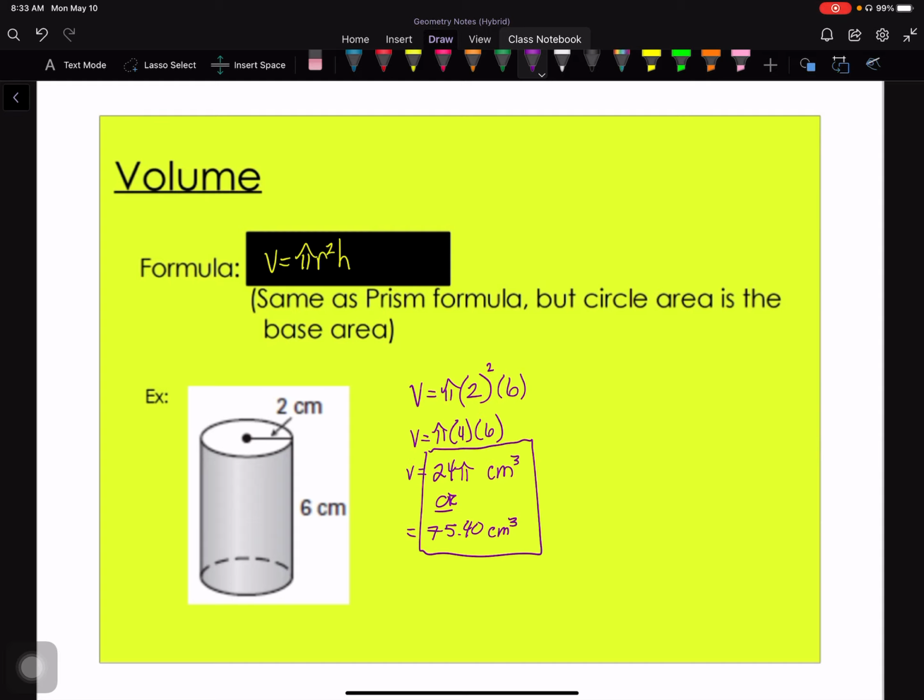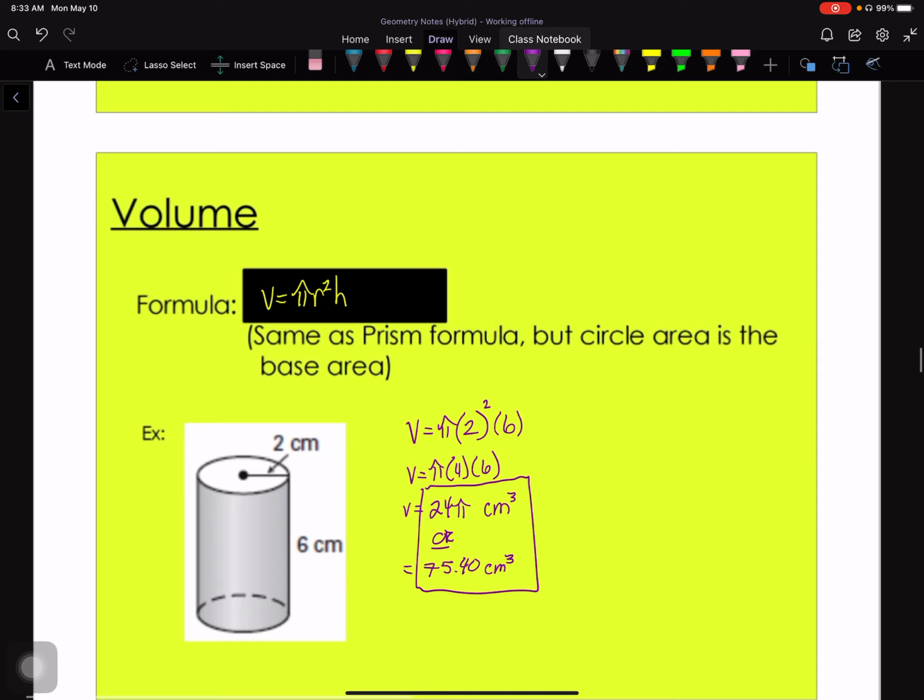The only difference is the first one's an exact answer because pi is an irrational number. It has no ending. It just goes on and on and on. The second one is just taking 24 times 3.14, and that's just a rounded approximate answer, which is pretty close, but it's still an approximate answer. And that takes care of cylinders. So pretty straightforward if you know your radius and your height.